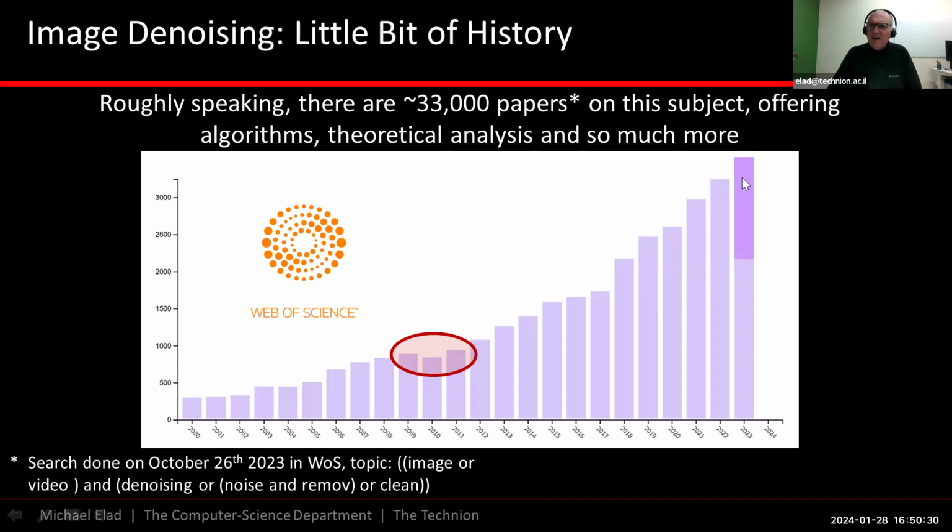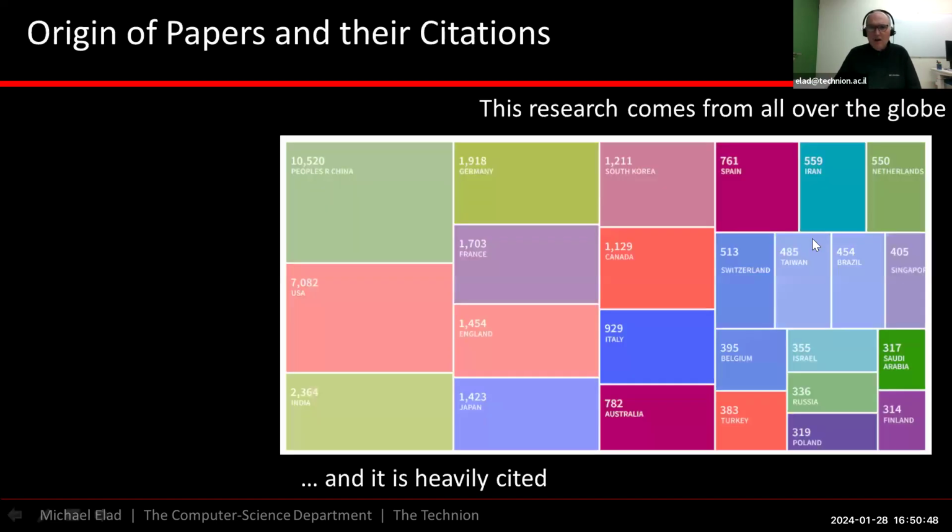Okay, so many papers. By the way, more than 95% of those papers dealt with removal of white additive Gaussian noise from images. So this is the most popular problem being looked at. So what are those papers doing? Obviously, coming up with all sorts of algorithms or analyzing theoretically all sorts of things related to it. These papers are coming from everywhere. They are coming from China, United States, India, Germany, France, England, Japan, and so on and so forth. And here we are, number 21 in this list.